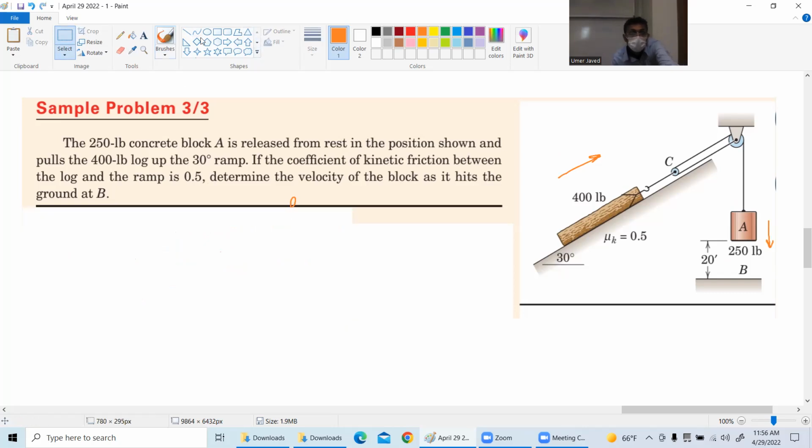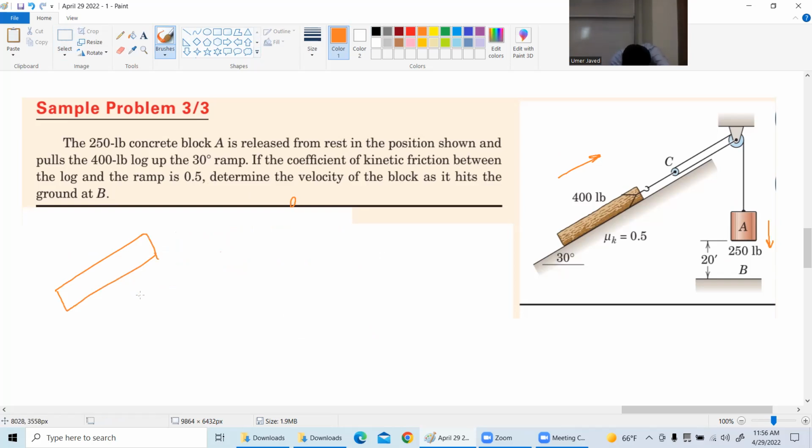Let me make free body diagrams. I intentionally skipped the initial part because I wanted to determine how the system is moving. Now I can help you step by step. So let's start this problem from the beginning, okay? This is the log.